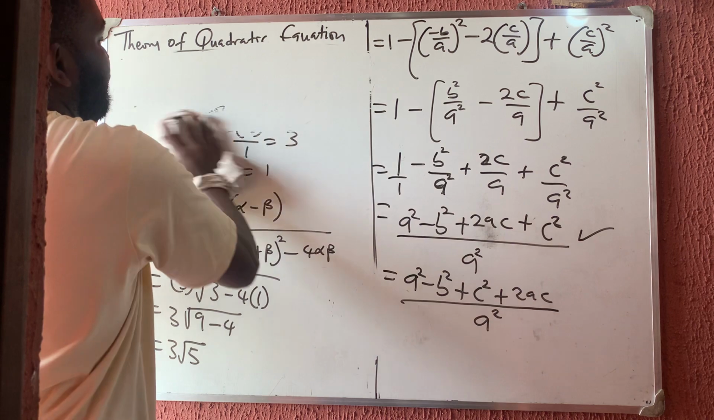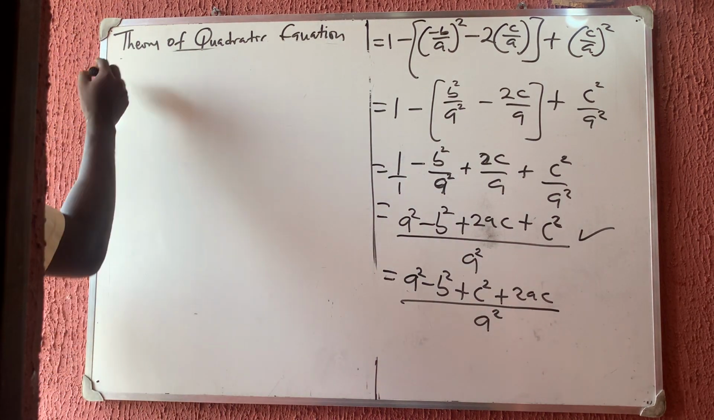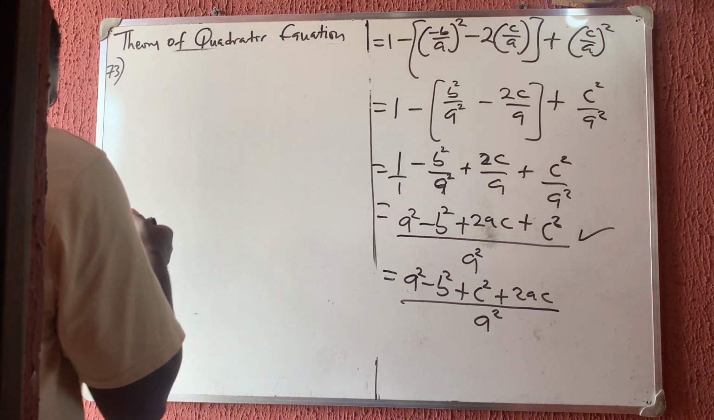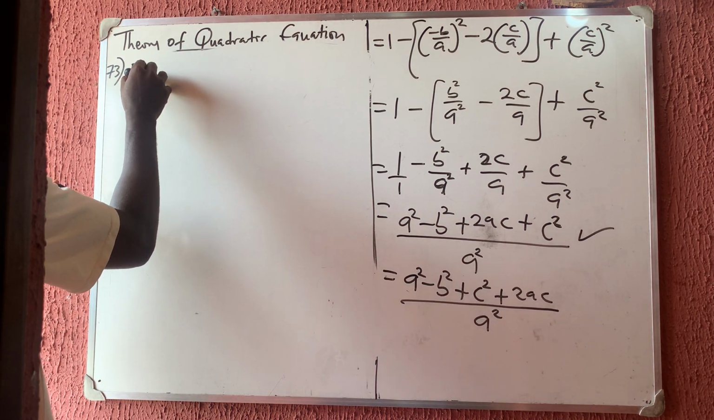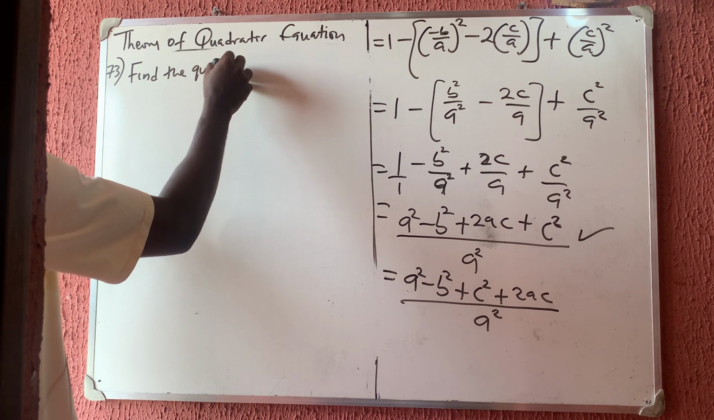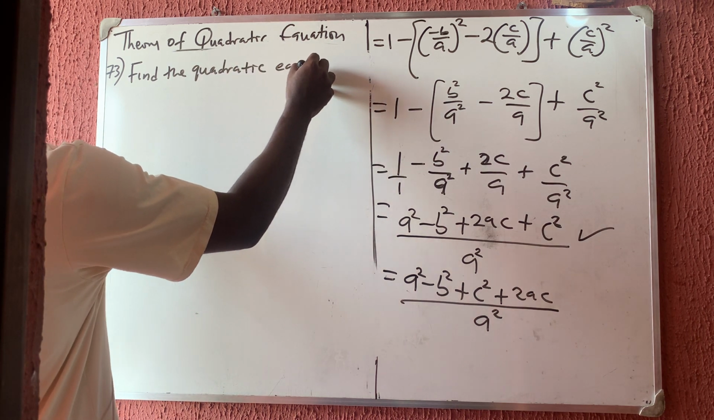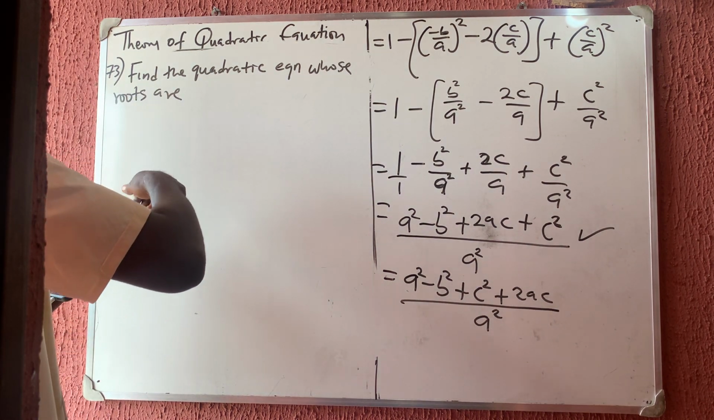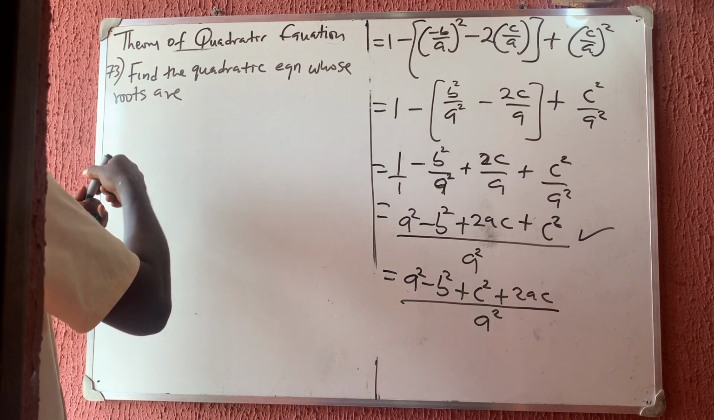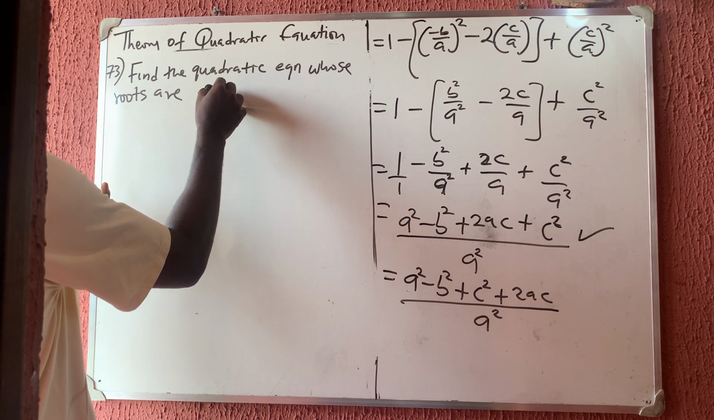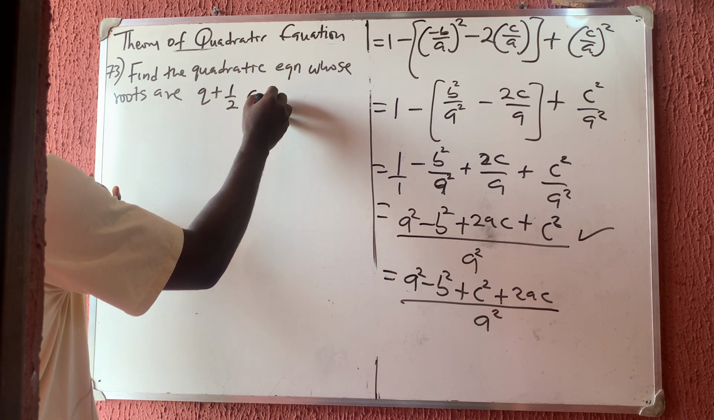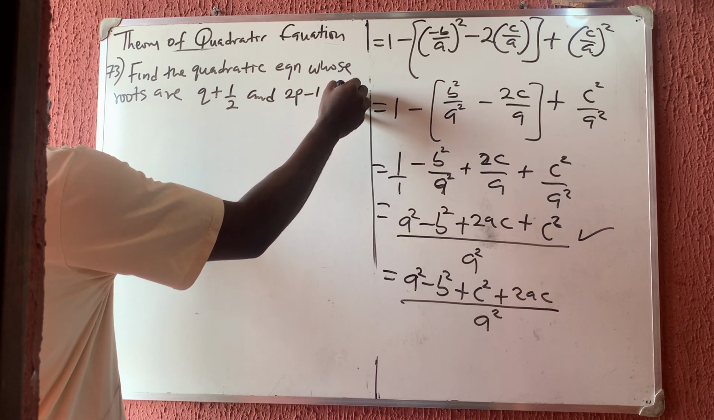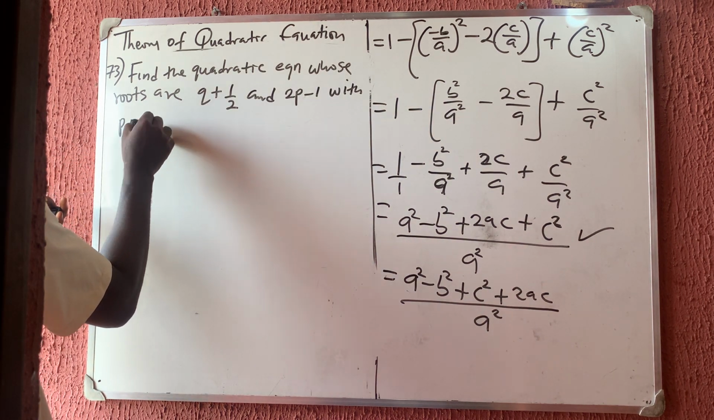Question number 73 says, find the quadratic equation whose roots are q plus 1 over 2 and 2p minus 1, with p plus q equal to 1.